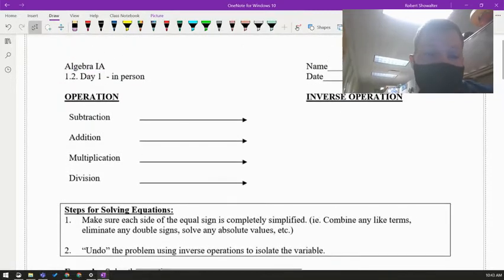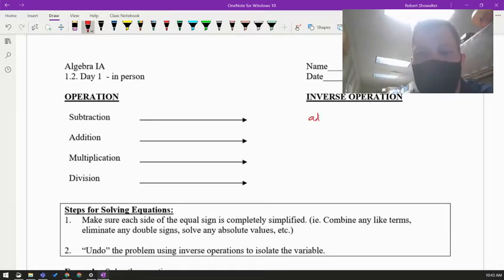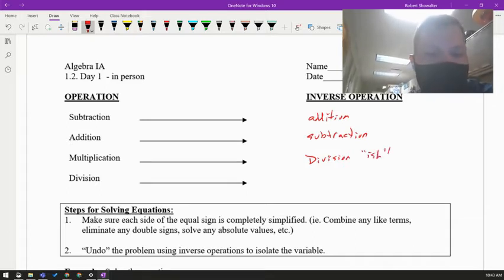But to do that, we need to remind ourselves about the order of operations, or what type of operations could be included in an equation, and how to reverse those and undo them to solve for the particular variable that we're asking for. Okay, so the opposite of subtraction is addition. Opposite of addition is subtraction. Opposite of multiplication is division, and I'm going to put an ish on that, and I'll explain that in a second. The opposite of division is multiplication.